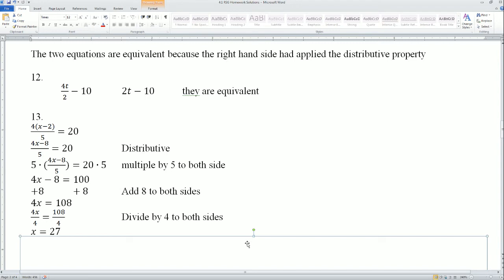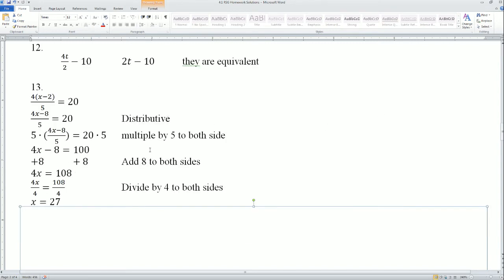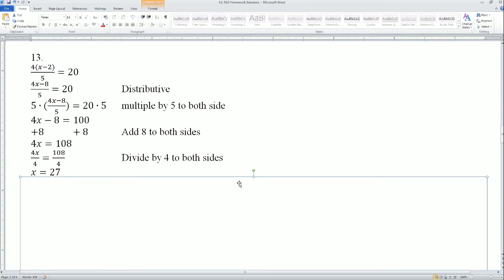Again, pause the video if you would like to see all the steps. I wrote the commentary here to explain each one of the steps, okay? So just pause it if you would like to see it in detail.